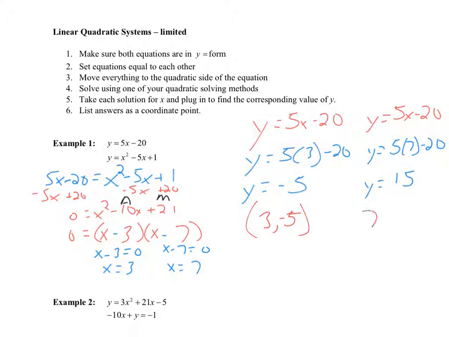And the x value of 7 gave us a y value of 15, so 7, 15. Those are the answers, and we're in good shape now.